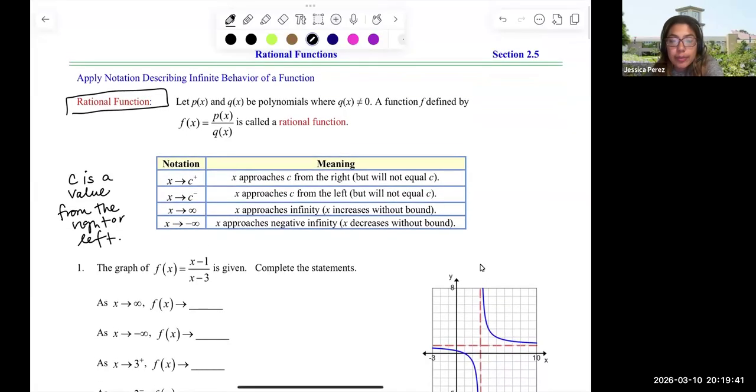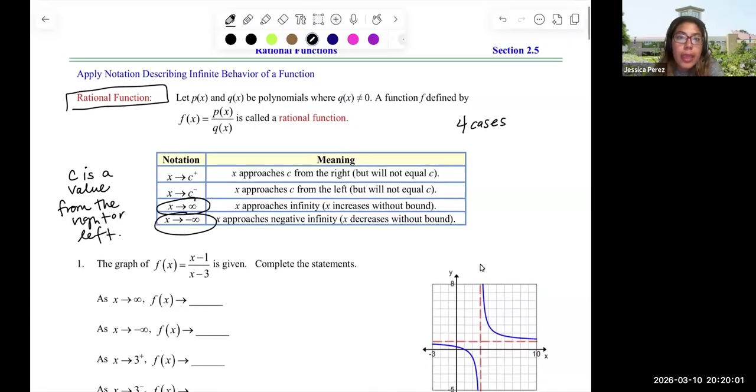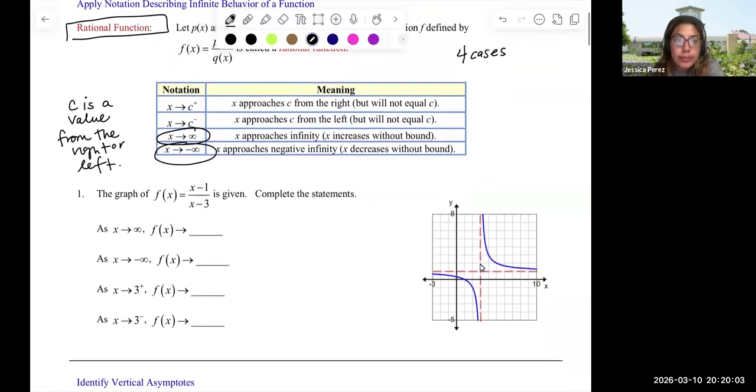Now, what happens as x approaches positive infinity, and what happens when x approaches negative infinity? So these are the four cases. We can have x approach a value from the left, a value from the right, positive infinity, or negative infinity. And let's look at some examples.